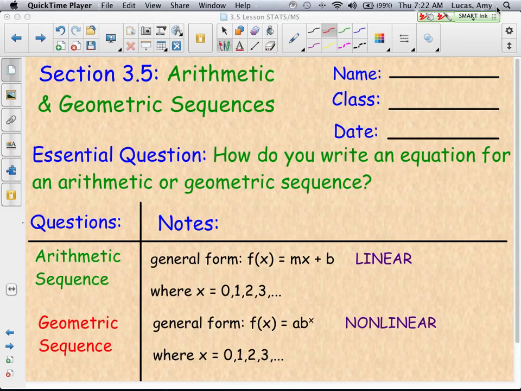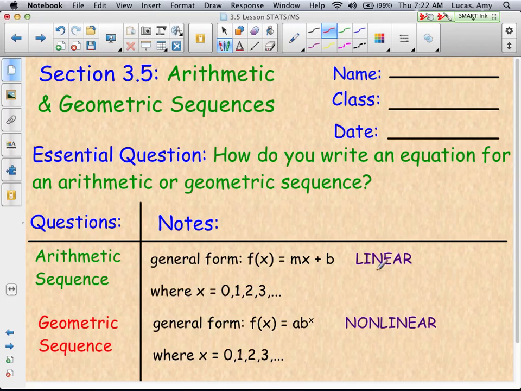For an arithmetic sequence, the general form is f of x equals mx plus b, which makes it linear. Just like we learned in section 3.1, it will be a straight line if you graph it. Notice that it says where x equals 0, 1, 2, 3, and so on.